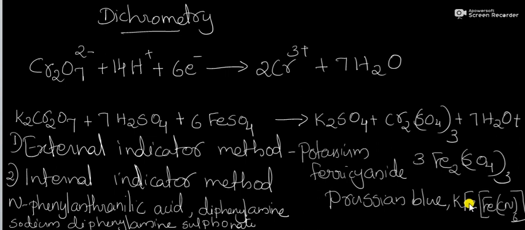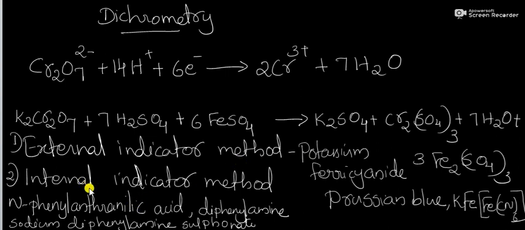and at the end point there will be no ferrous ions present. So the test drop gives no blue color with the ferricyanide. That is the end point using external indicator, no blue color. That is the external indicator method.